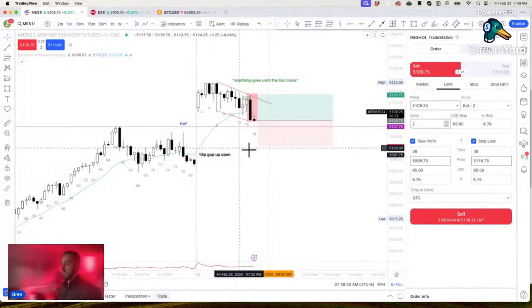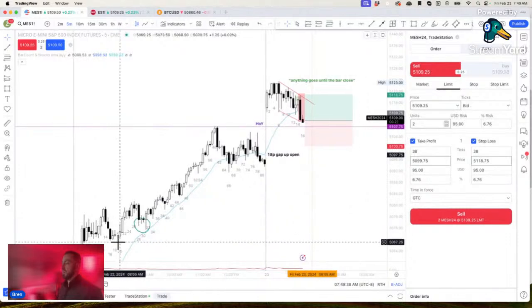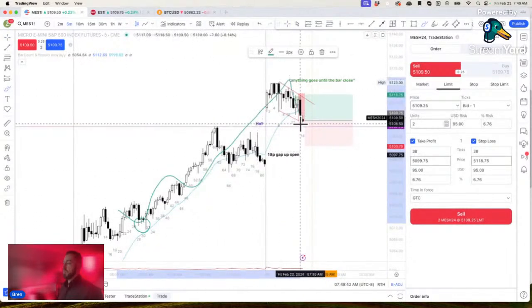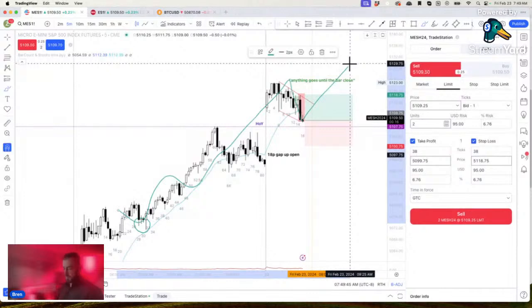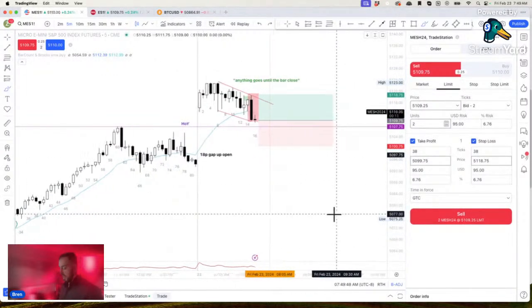So this could be a pullback on a higher time frame, right? Think about it. Pullback and then up. But we just need more data. We need more data. We can't say.